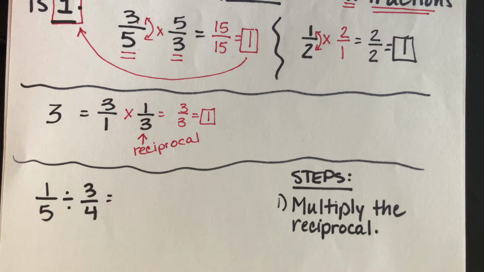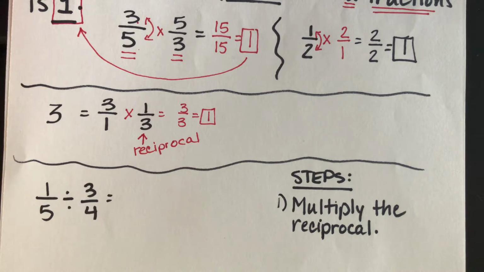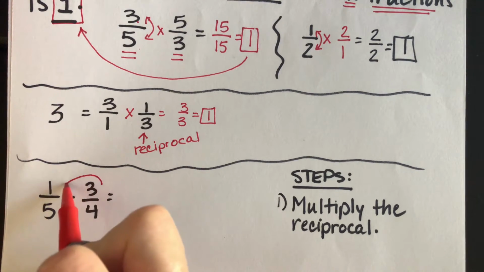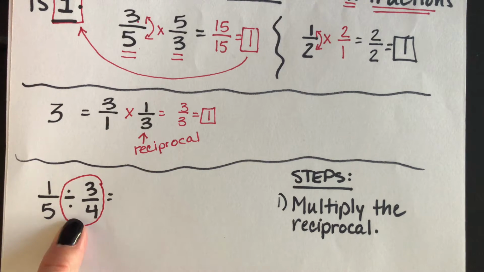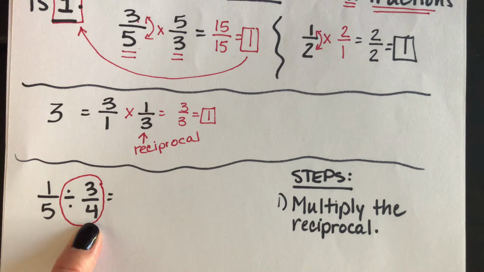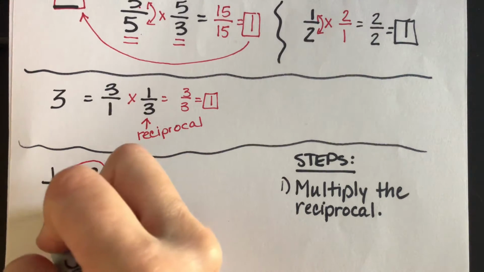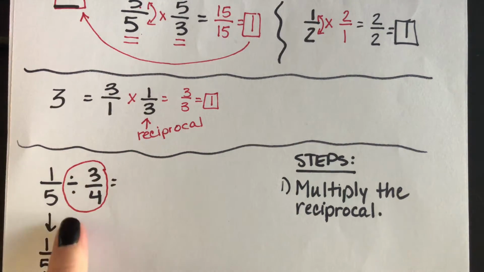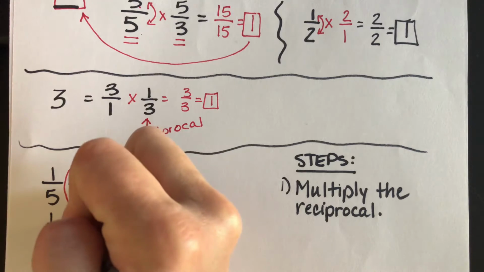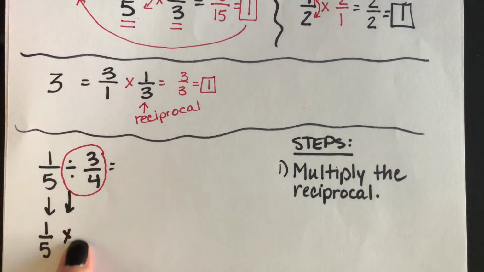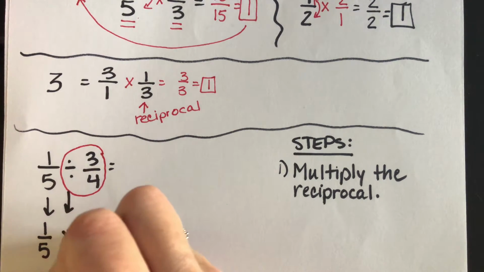So what do we mean when we say multiply reciprocal? So here's my fraction problem, my division problem. I have to multiply the reciprocal. So I'm going to put a circle around divided by 3/4. Because I have 1/5 divided by 3/4, I need to multiply the reciprocal. So I'm going to leave 1/5 alone. That does not change. But I have to multiply the reciprocal. So here, the division becomes multiplication, and the reciprocal of 3/4 is 4/3.